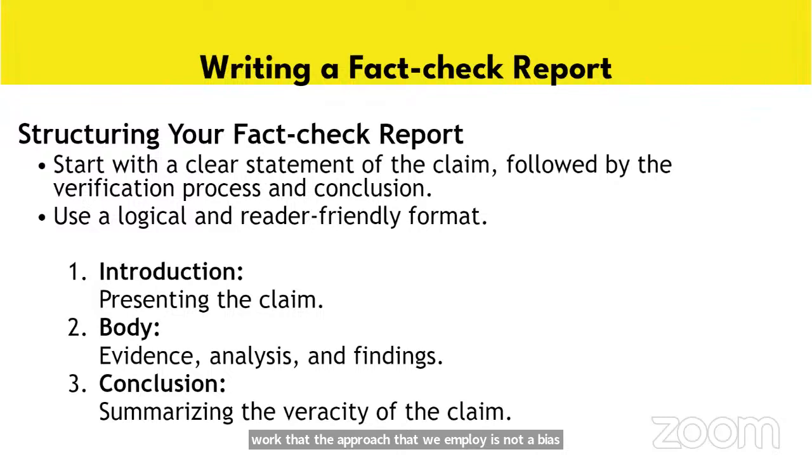Now, let us come to the business. How do you write your fact check? When you're writing your fact check, make sure that you start with a clear statement of the claim, followed by the verification process and conclusion. So a fact check has three parts. The introduction is a clear statement of the claim, followed by the verification process, which is what we call the claim verification. And then we have the conclusion, like based on the evidence that you have gotten, what ending do you have so that the reader can reach the same conclusion with you.